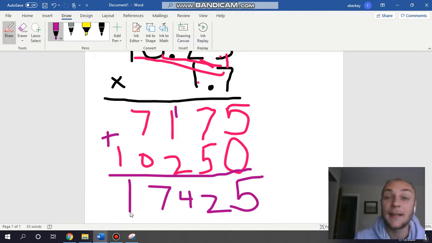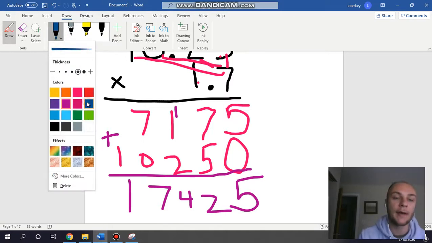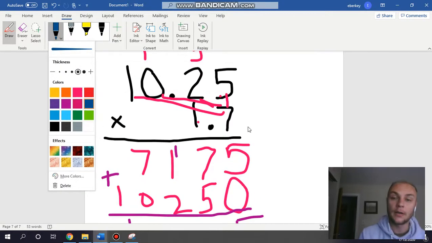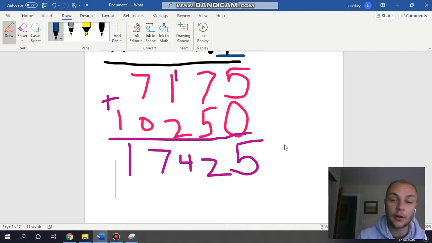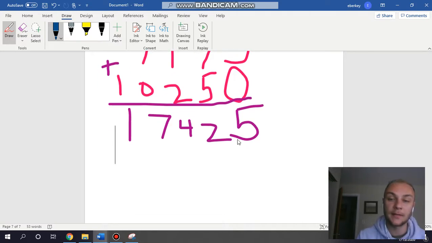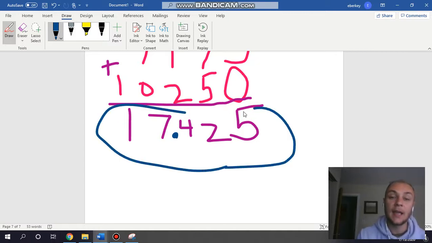Now, this is the part that I think everyone is going to get confused on. You have to remember that decimal. Here we go. Let's count the places behind the decimal. 1, 2, 3. There are 3 numbers behind the decimal, so we need to go 3 places over. 1, 2, 3. My answer is 17 and 425 thousandths, or 17.425. I hope this is helpful.